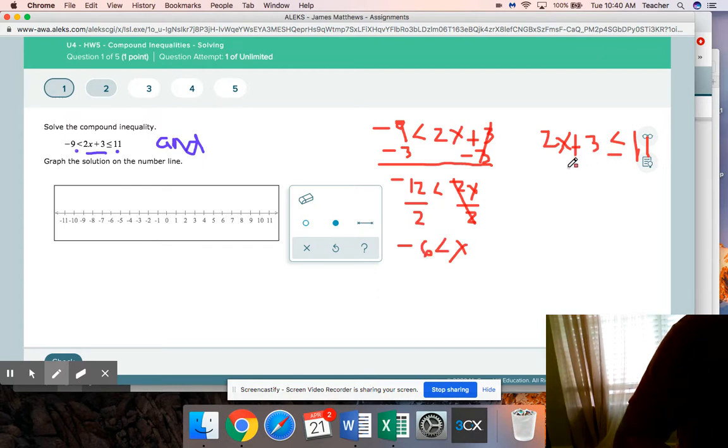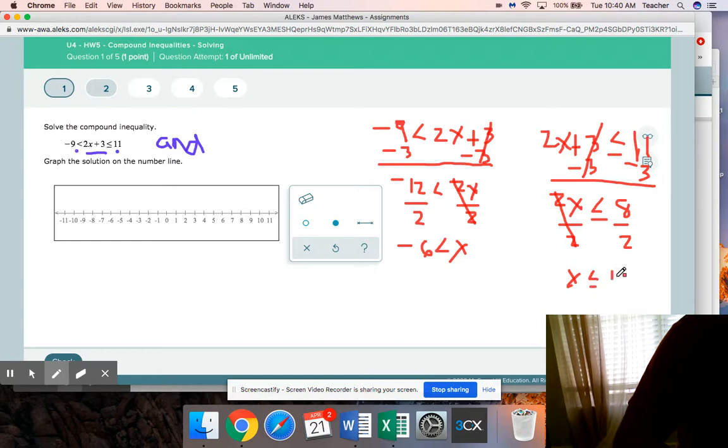Let me go over here and solve this one as well. Similar process. Let me subtract 3 from both sides. So that 2x, that cancels out. I just subtracted 3, so I don't have to worry about changing the sign. And 11 minus 3 is 8. Divide both sides by 2. Then that thing goes away, and x will be less than or equal to 4. I divided by a positive number, so I don't change the sign. So I am saying that x is greater than -6 and x is less than or equal to 4.